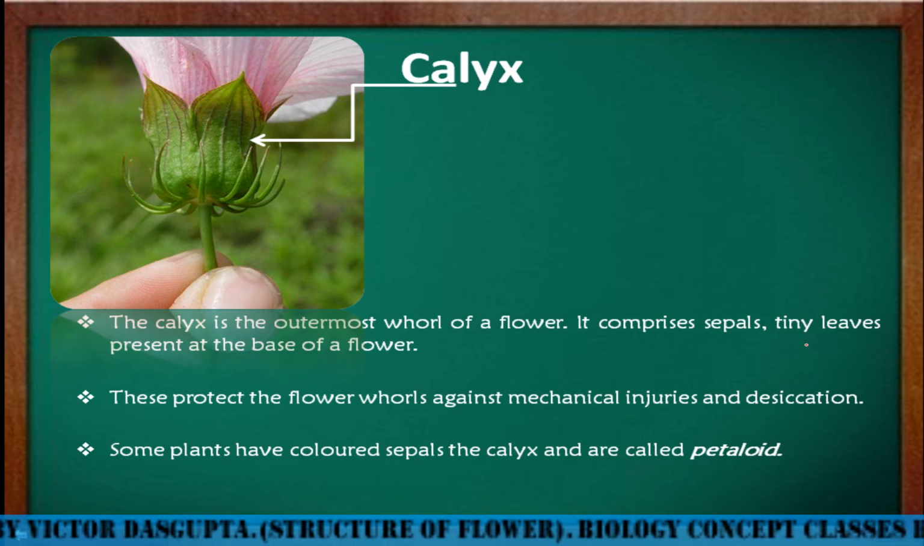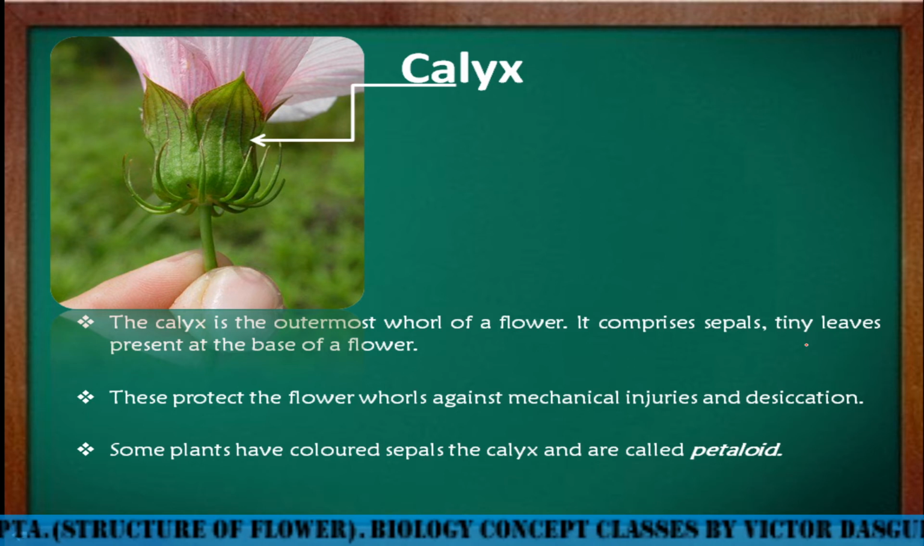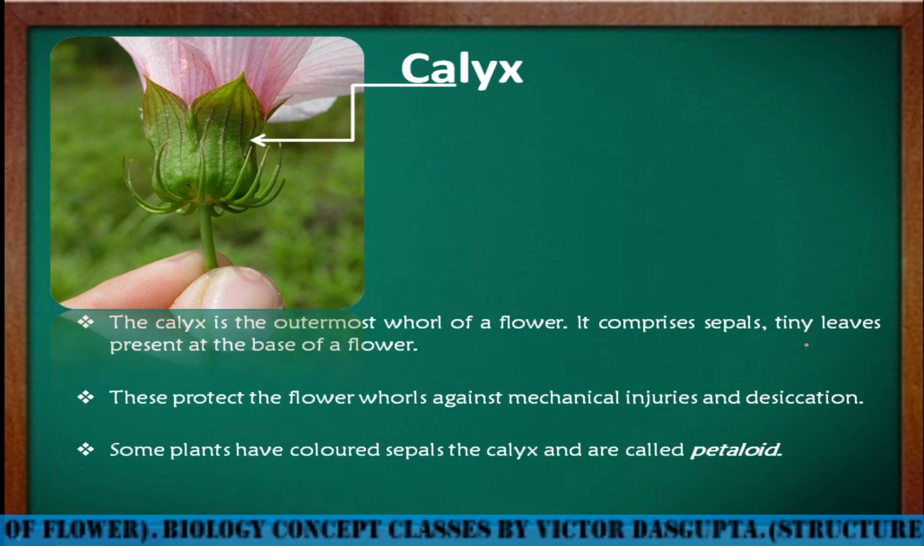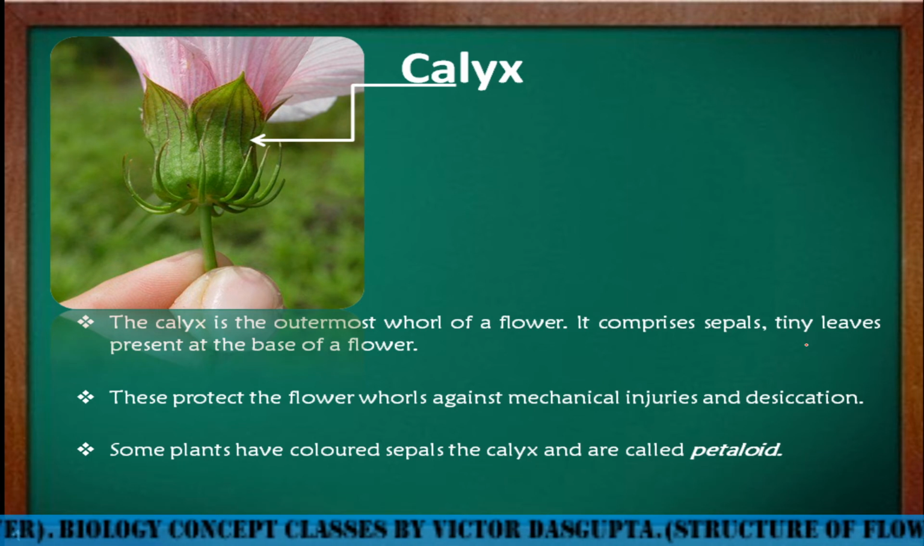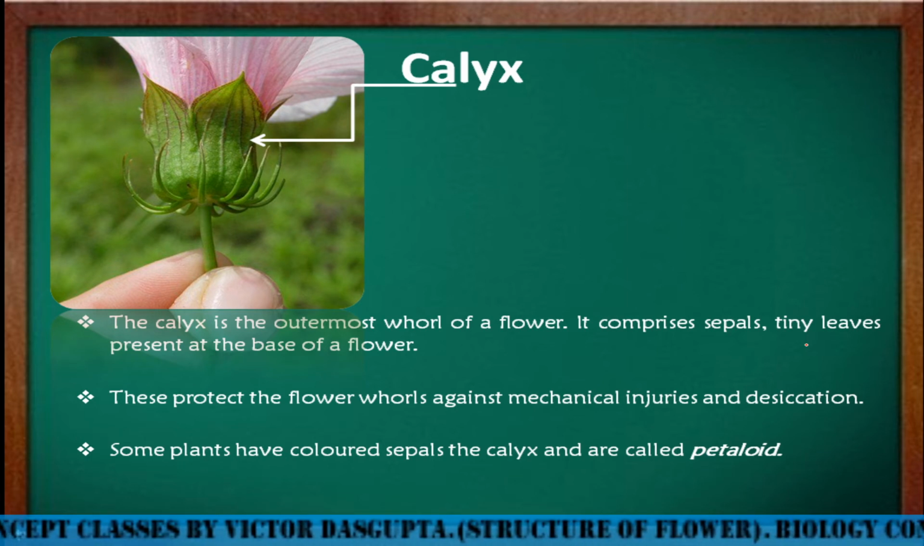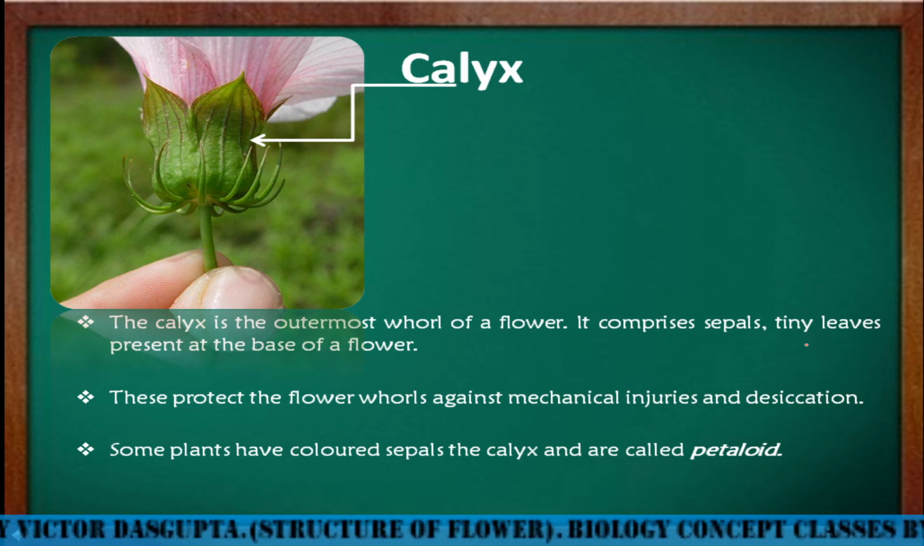Calyx is the outermost whorl of the flower. It comprises sepals, tiny leaves present at the base of the flower. You can see the leaf-like venation and green color, that's why they are somehow termed as leaves. This protects the flower whorls against mechanical injuries and desiccation also.